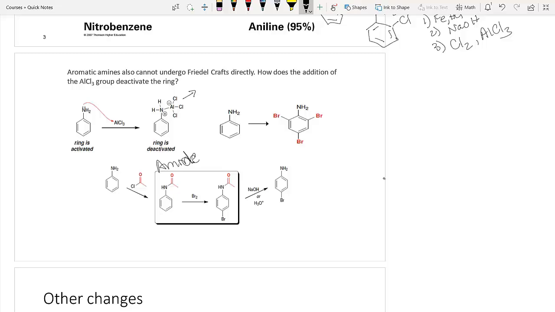Amides are actually weaker electron donating groups. They're also quite bulky. So there are several things that they're going to end up doing for us. Because the amino is no longer a base, it cannot react with the Lewis acid anymore. So that is one thing that can happen.